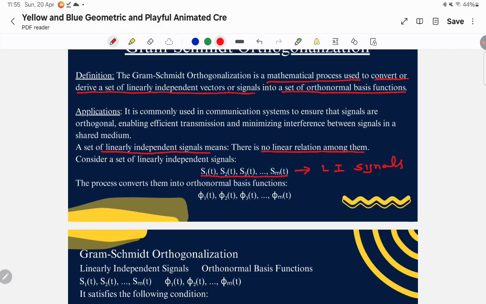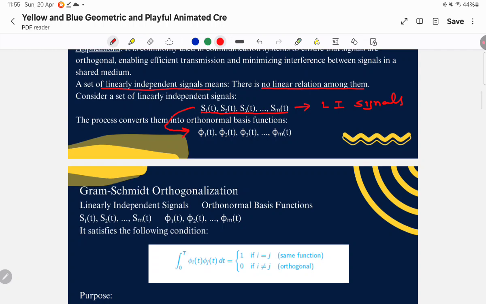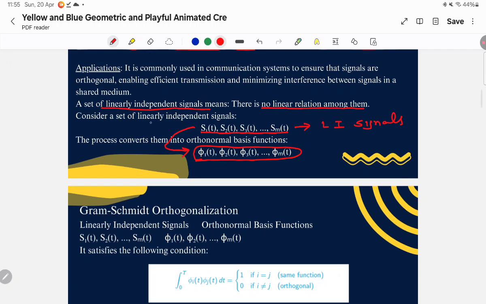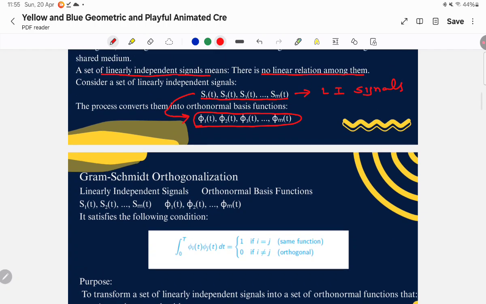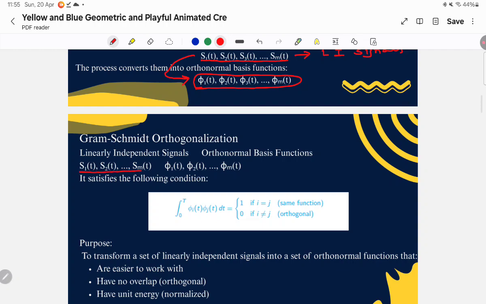Okay, then we will convert these S1, S2 up to Sm into phi1, phi2, phi3 up to phi m. So these are the orthonormal basis functions. What we are doing, we are converting linearly independent signals S1, S2 up to Sm into orthonormal basis functions. Okay, now what is the meaning of orthonormal basis function? So these are the linearly independent signals and we are converting them into orthonormal basis functions.